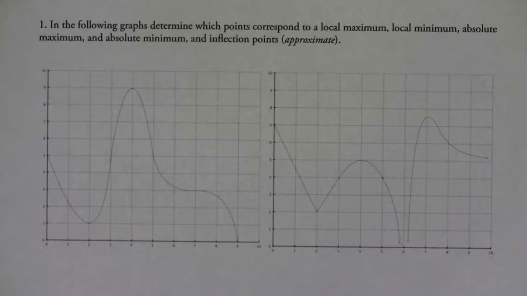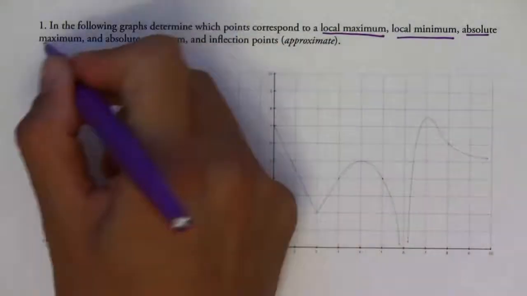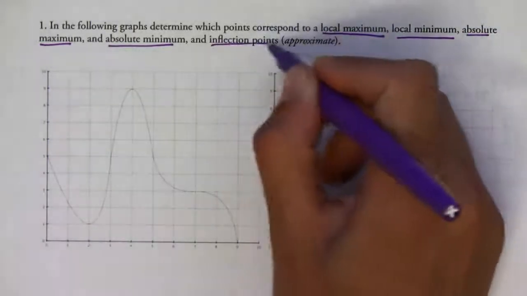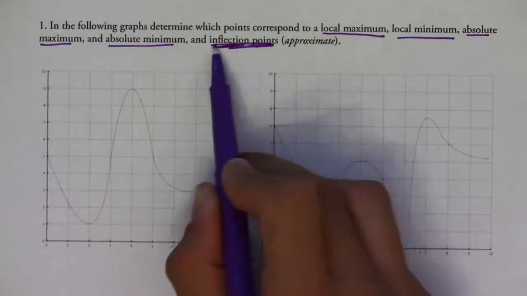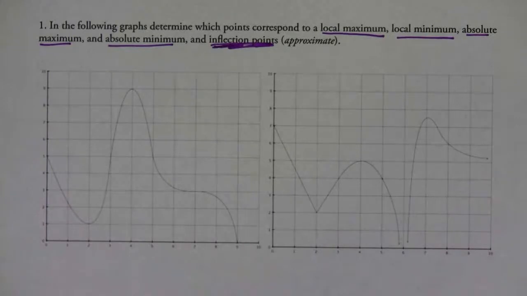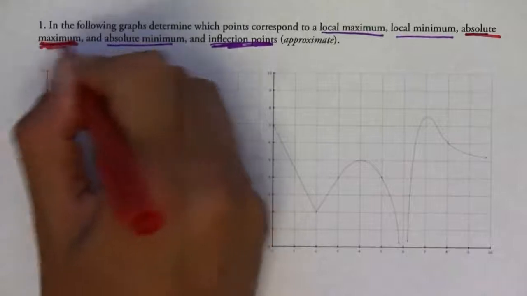And so this first problem is asking us to label which points correspond to a local maximum, a local minimum, the absolute maximum, the absolute minimum, and the inflection points. And remember, the inflection points are kind of hard to spot exactly when you look at a graph, but we could say approximately where they are. So let's first do the absolute maximum and absolute minimum for both graphs. The absolute maximum I'm going to paint in red.